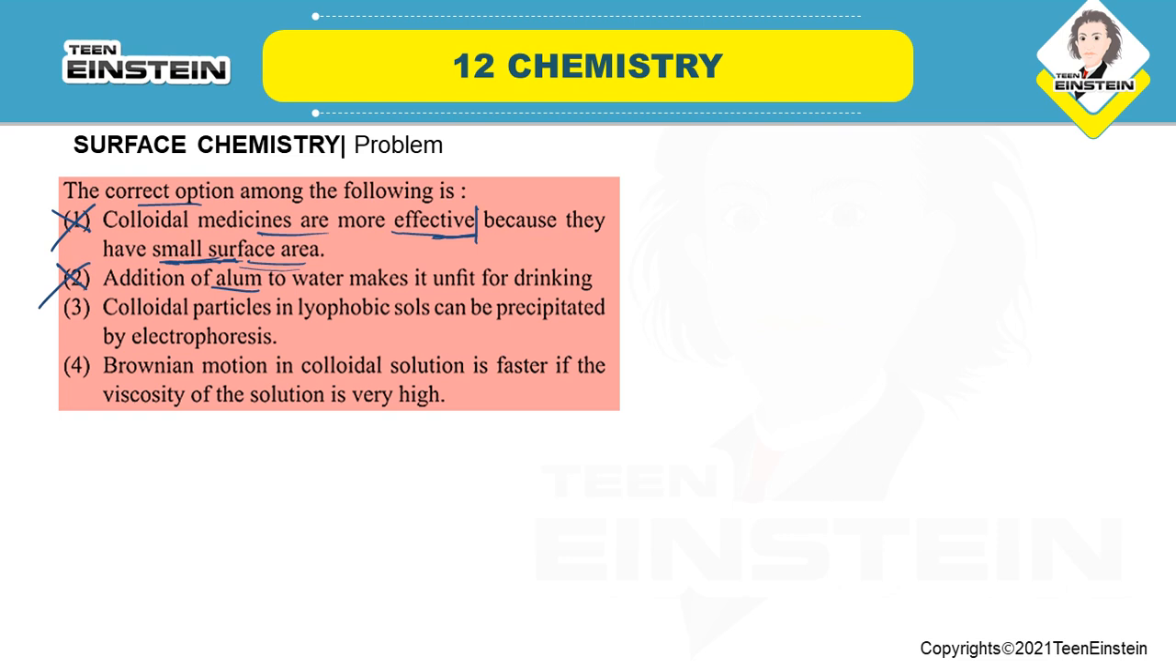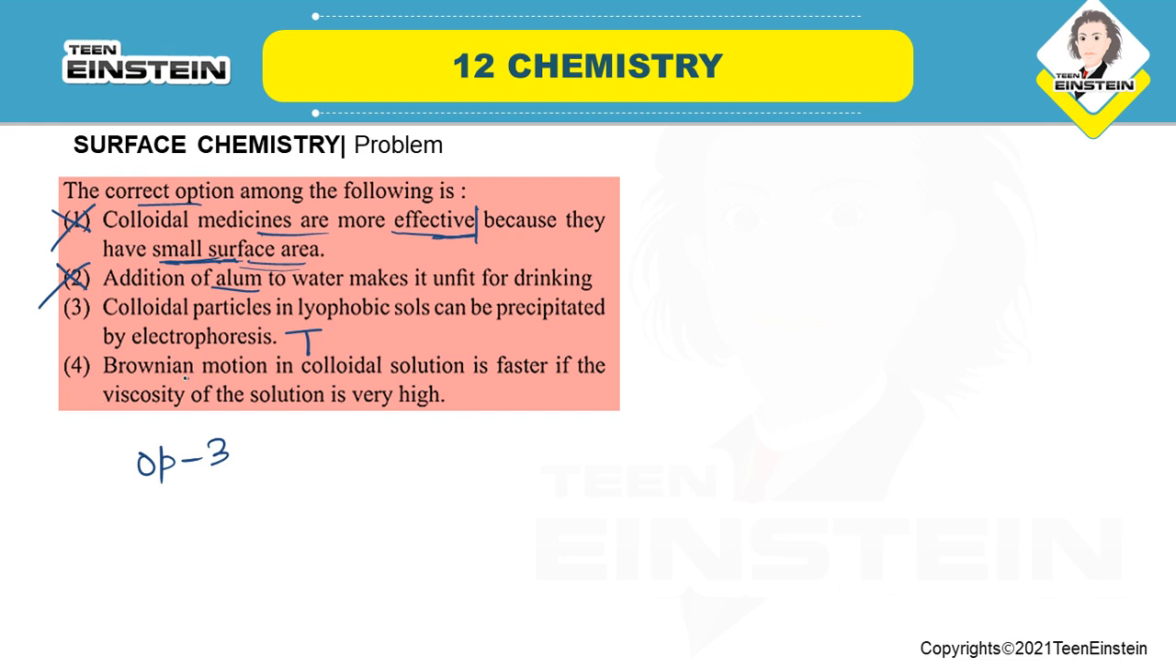Third statement, colloidal particles in lyophobic sols can be precipitated by electrophoresis. Just remember in the electrophoresis slide, in the application part of electrophoresis, we have mentioned that this process can be used for precipitation, because under the influence of the electric field, there will be movement of colloidal particles towards the cathode or anode depending on the nature of their charge. So now the particles of the dispersed phase are separated from the dispersion medium. That means the colloid is no longer stable, there will be precipitation. This statement is true. Option 3.